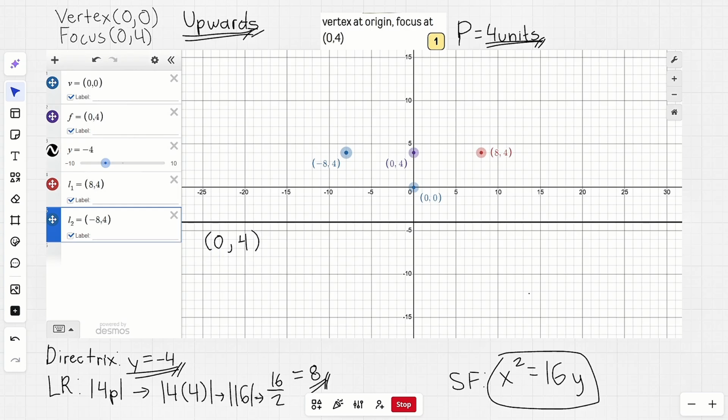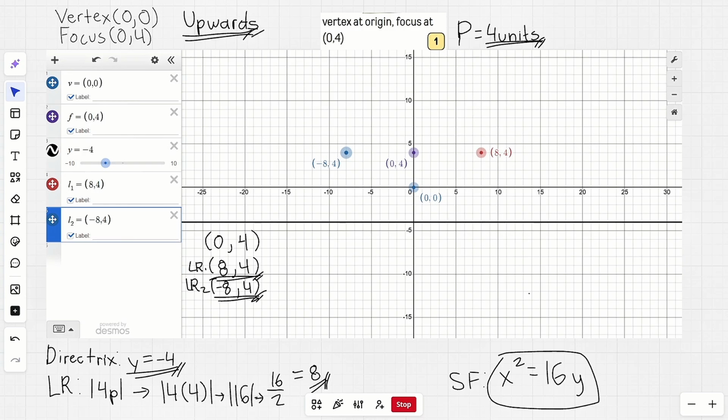So if we have a parabola that opens upward, our latus rectum will move along the x-axis. So our x will be moving. So 8 and 4. That's our LR1. And our LR2 will be, we're going to subtract because we're going to the left side, we're going to have negative 8, comma 4. Now there we have it.